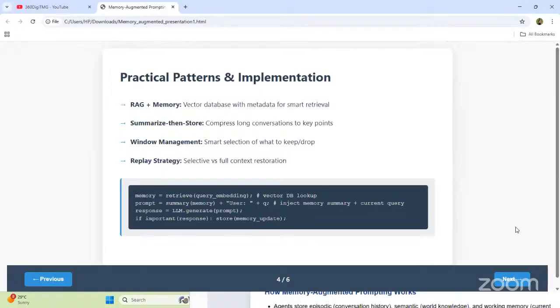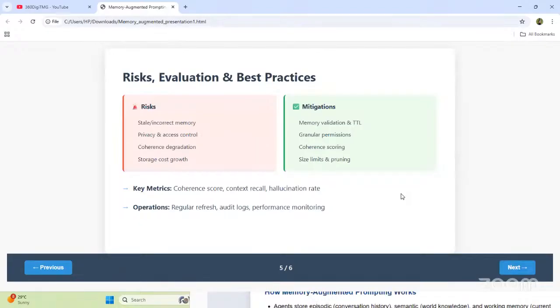Now, let's look at the risks, evaluations, and best practices. Of course, memory introduces new challenges. Risks include incorrect memories, privacy exposure, loss of coherence, and increasing storage costs. The mitigations would be periodic validation, permissions control, and pruning unused data.